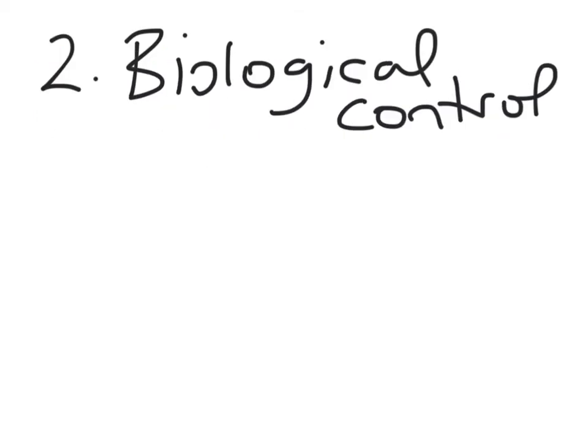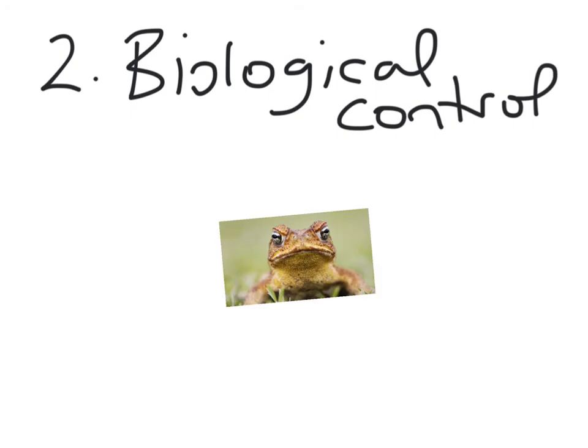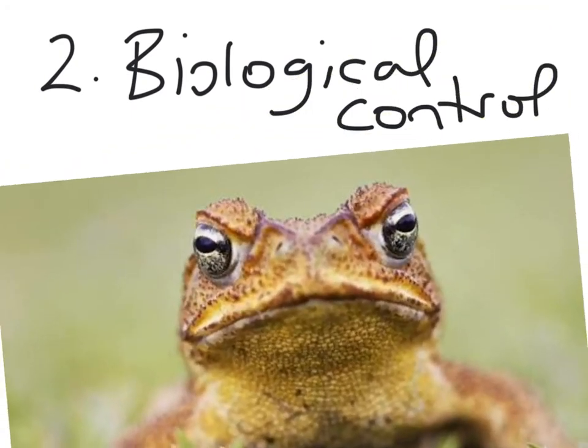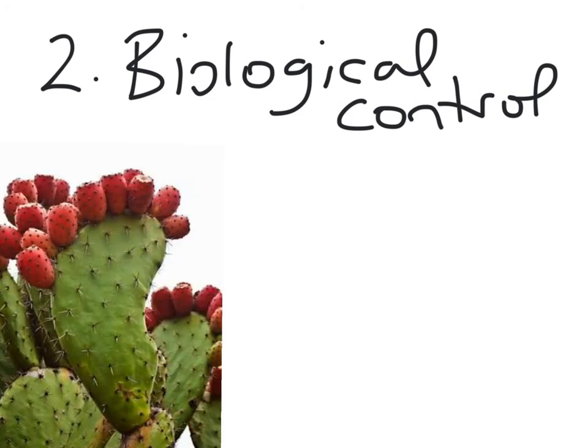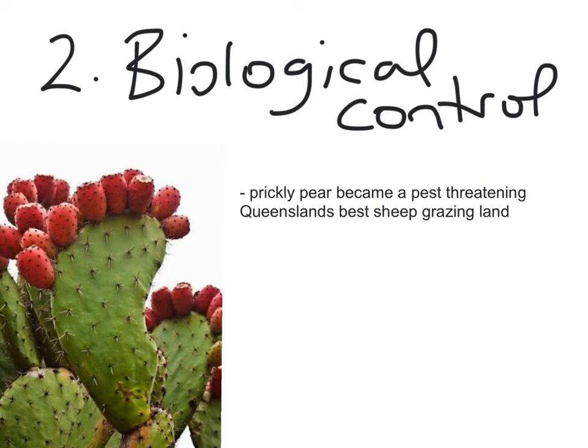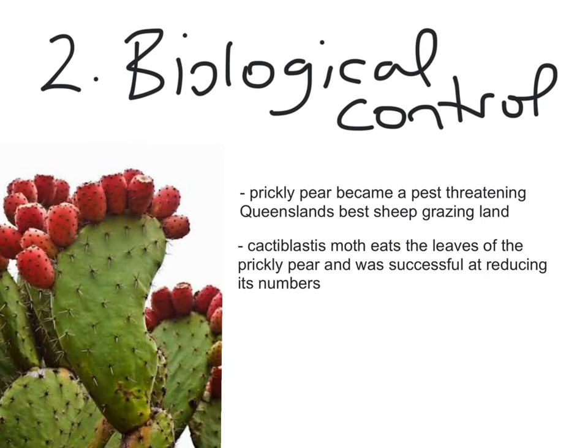Another alternative is a biological control. Although I know we do have a bad history of using biological controls in Australia, there have been some successful cases too. An example is prickly pear. Prickly pear became a pest. The idea of a biological control is to introduce an animal that naturally preys on that pest organism. So they introduced a moth called Cactoblastis. It actually eats the leaves of the prickly pear, and it's been one of the best case studies of a successful biological control in Australia.